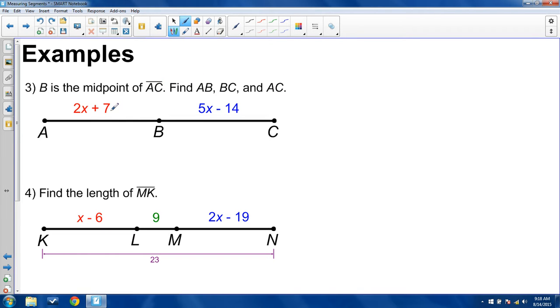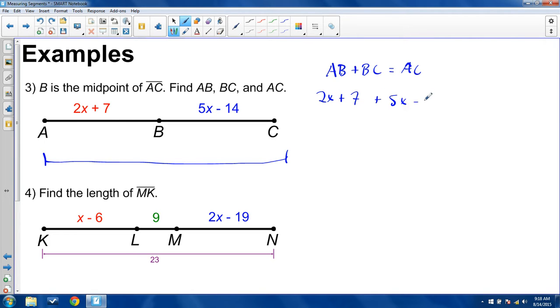So you might start going off by saying, well, if I add AB with BC, I get AC, which is true, but I don't have anything here to say what AC is. You might be going like, well, I don't really know anything about it. You know that you can add a 2x plus 7 with 5x minus 14 to get AC. But once again, you know nothing about AC here, so you can't solve for x that way. What other information were we given?